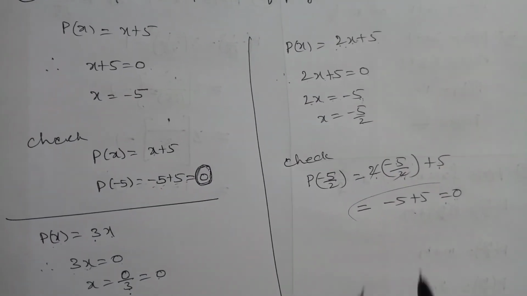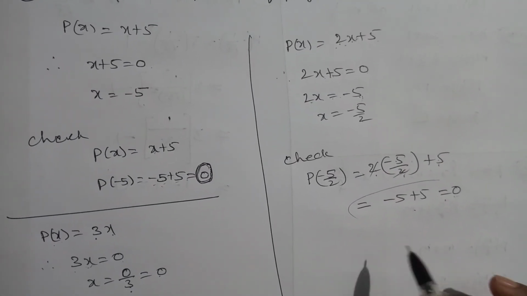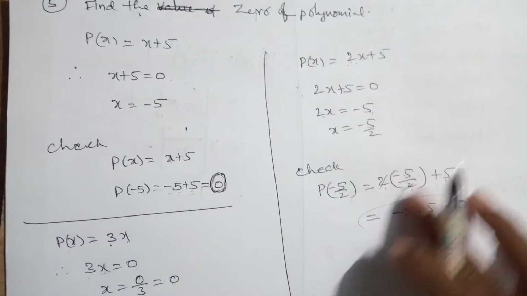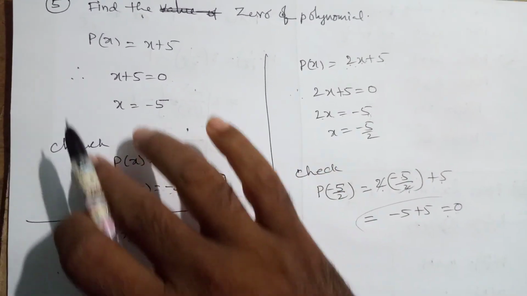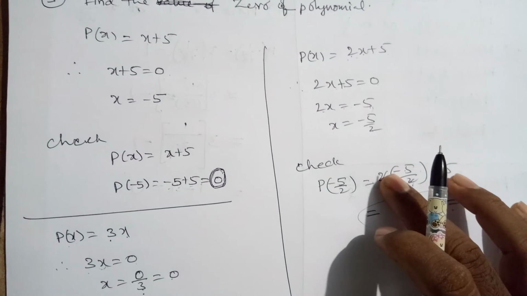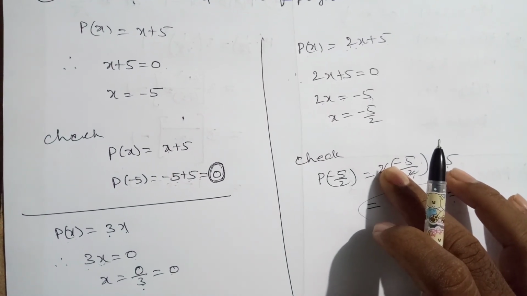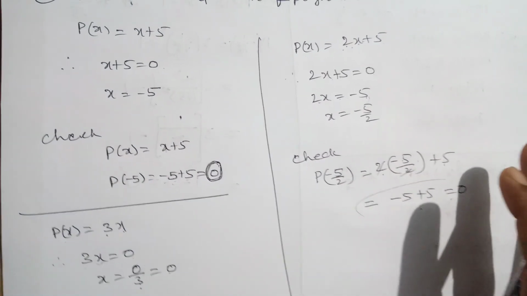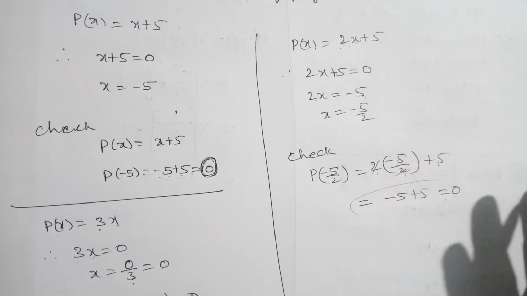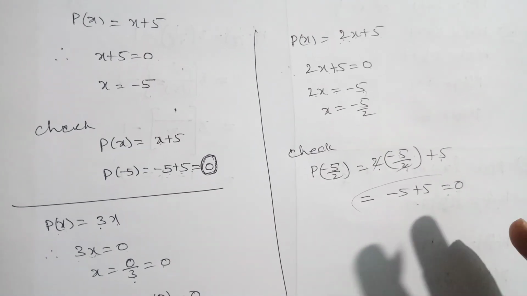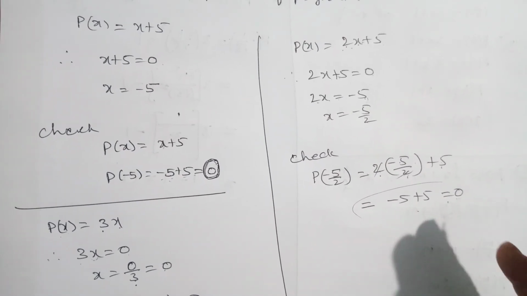So in this lesson we have learned two topics. One is the zero of the polynomial, when the whole polynomial becomes 0. And the second one is the value of the polynomial at x is equal to 0, x is equal to 1, x is equal to 2, x is equal to 1 by 2, like that.